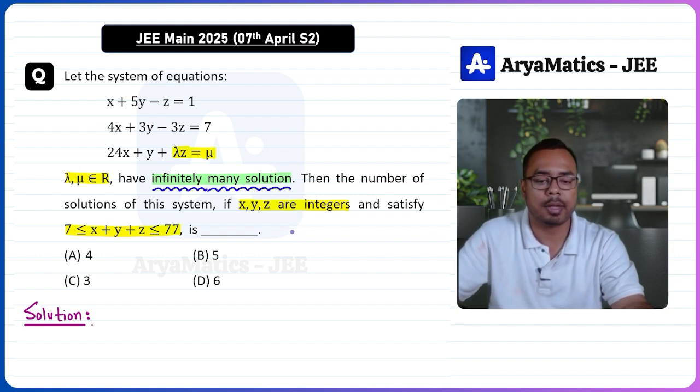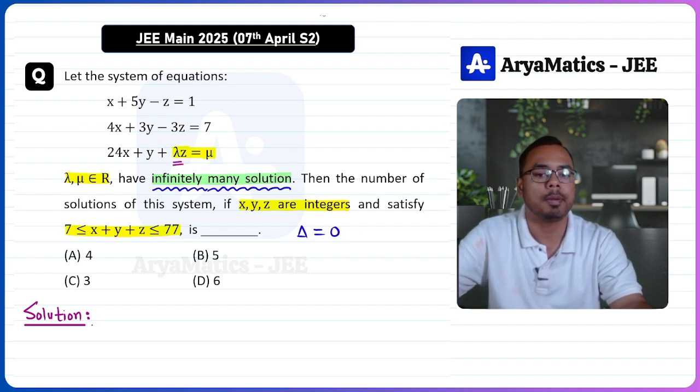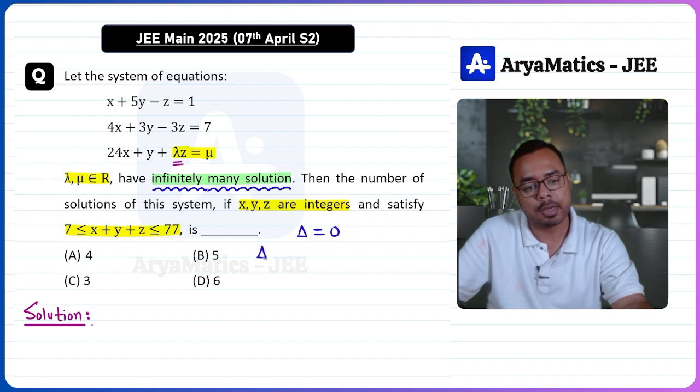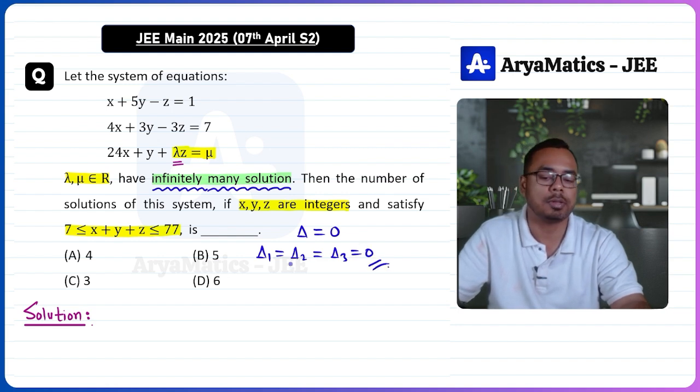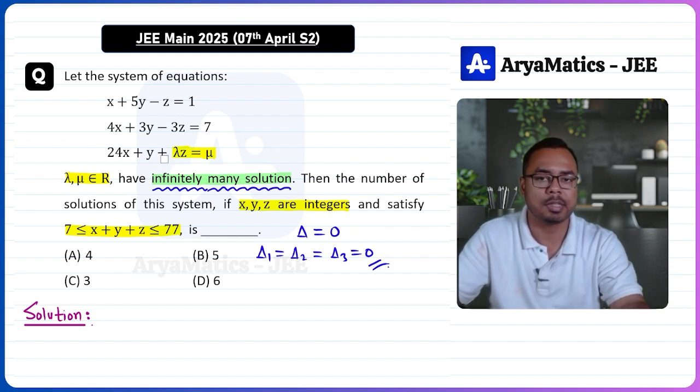We know that for infinitely many solutions, the condition is delta is 0, that is, the determinant of the coefficient matrix is 0. So from there you will get the value of lambda, and then delta 1, delta 2 and delta 3, these three are also 0. This is the condition for infinitely many solutions, right? But if you are familiar with the basics of systems of linear equations and their conditions for consistency, then there is no need to find lambda and nu from here, right?